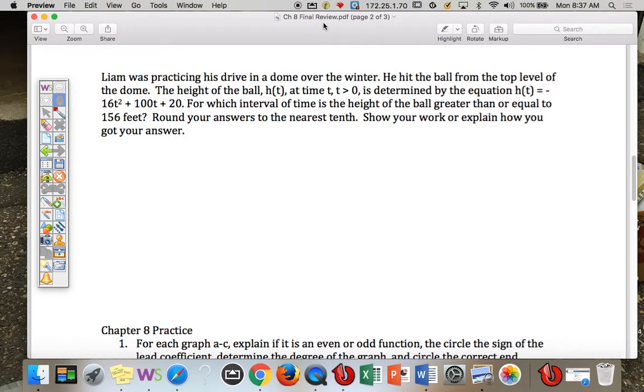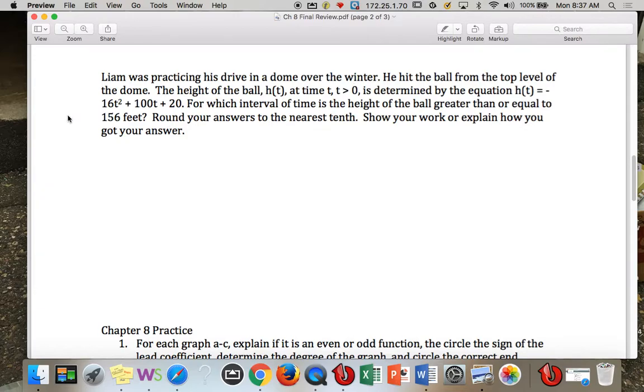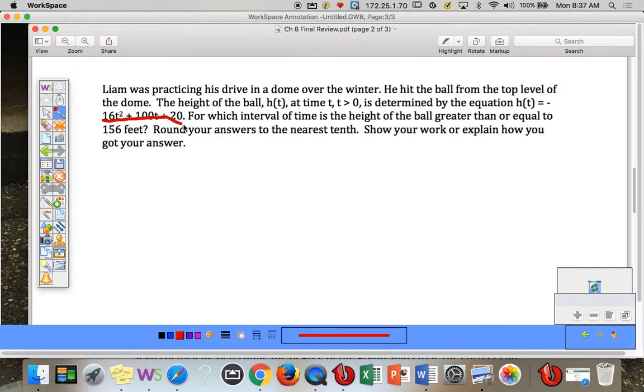Liam was practicing his drive in a dome over the winter. He hit the ball from the top of the dome, from the top level of the dome. The height over time is given by this equation. For what interval of time is the height of the ball greater than or equal to 156 feet? All right, so let's make this into an inequality. 16t squared plus 100t plus 20. We want to know when is that greater than or equal to 156.